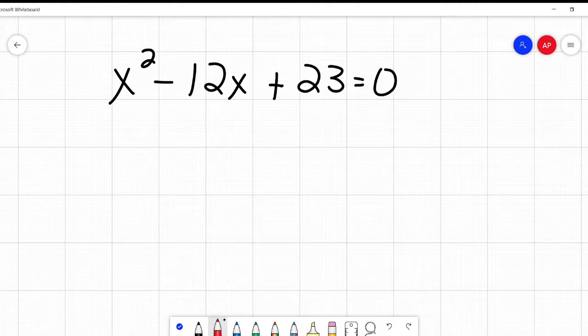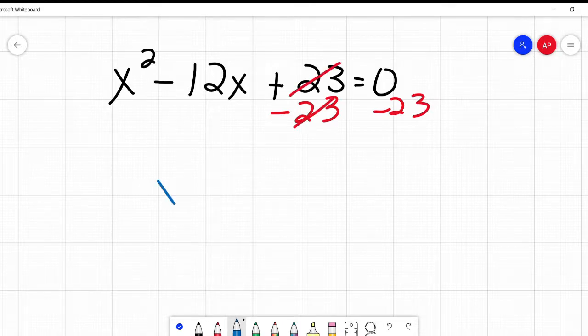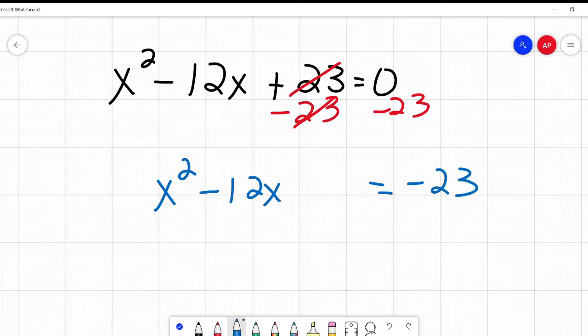All right, so what are our steps again? First, we put the lone number without an x over on the right-hand side. We do that by doing the opposite. It's being added, so we're going to subtract 23 from both sides. That will get it to cancel out. On the left side, I am left with x squared minus 12x. I'm going to leave a little gap. On the right, I have negative 23.